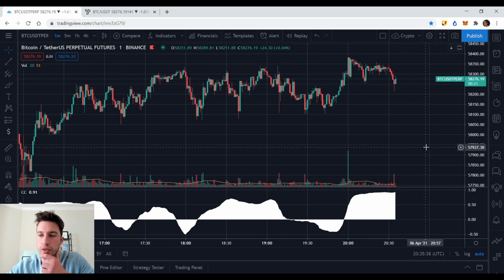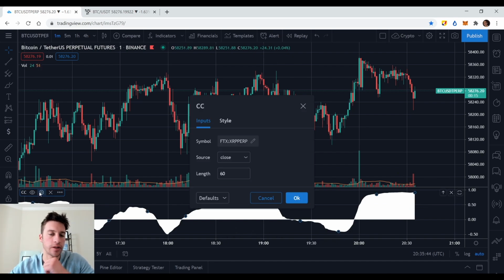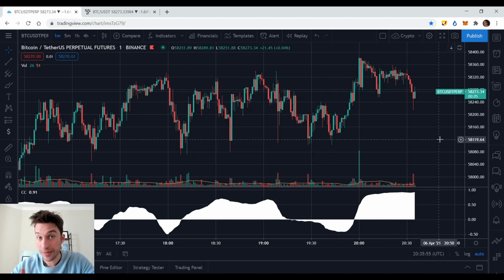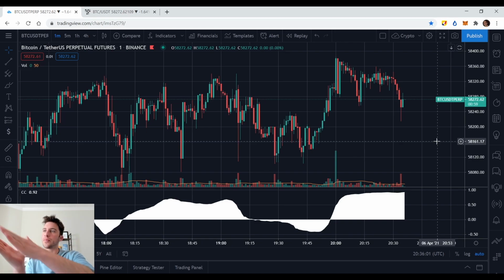The first thing you're going to want to do is calculate the correlation between Bitcoin and the asset that you're trying to trade. So here I just calculated the correlation between XRP perp. Imagine we're trading XRP and Bitcoin, and I just used a 60, which means the last 1 hour, last 60 minutes basically. And the current correlation is 0.91, which is pretty strong, meaning that they're pretty positively correlated. So they're probably going to move in tandem.